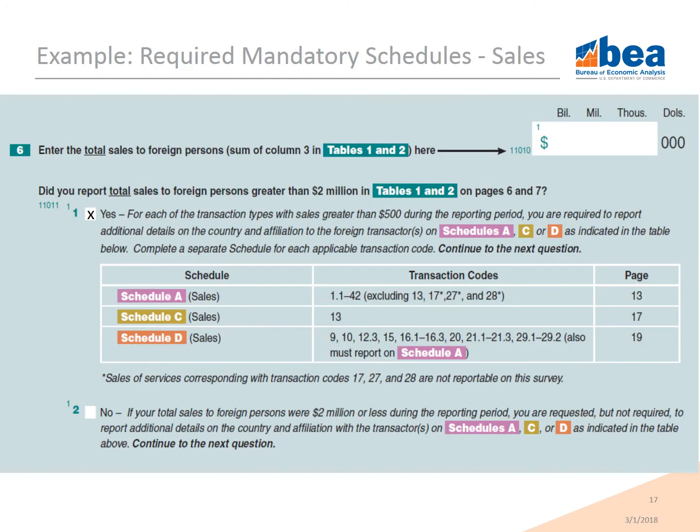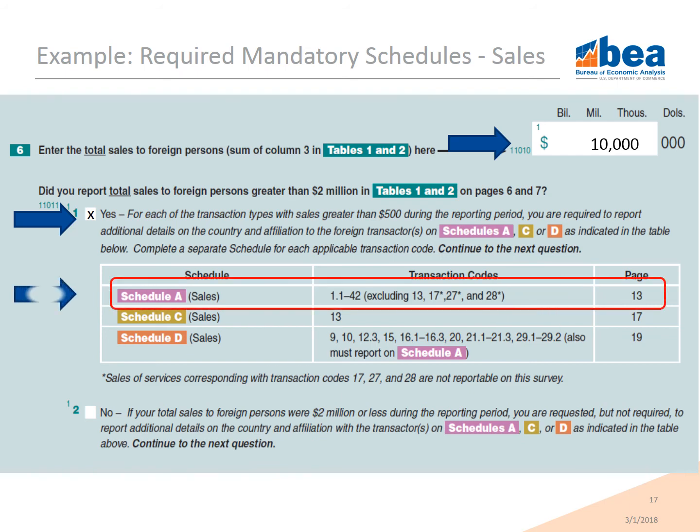In question 6, the U.S. reporter would enter their total sales to foreign persons, $10 million, and answer yes to indicate that their total sales to foreign persons were greater than $2 million during their 2017 fiscal year. The accompanying table instructs them to report the additional mandatory country and affiliation details for transaction code 1.1 on Schedule A of the survey starting on page 13.